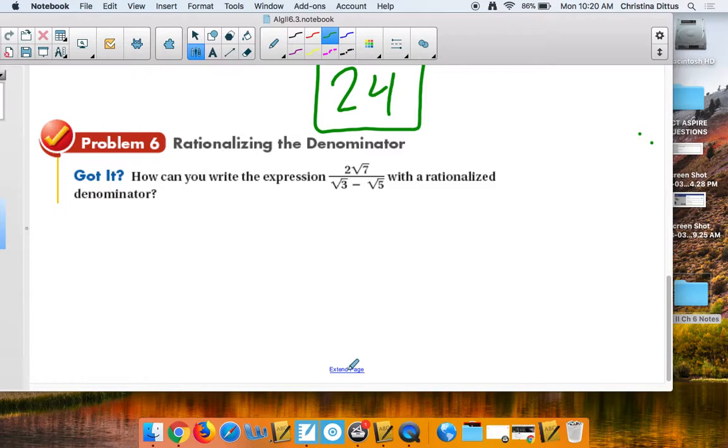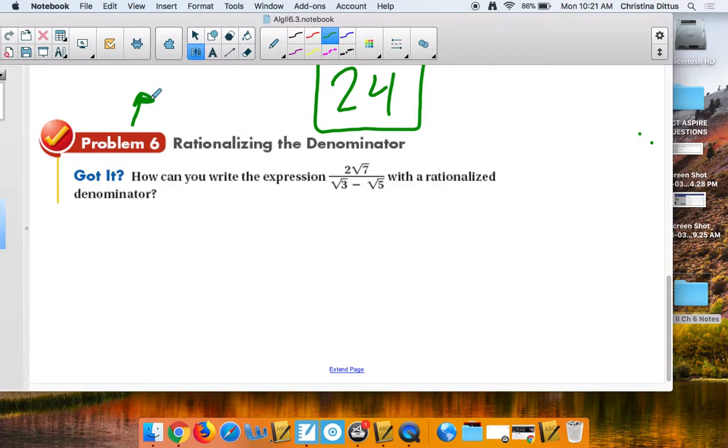Times them by what? What did we just do up there? By FOIL. Times them by FOIL. How do I know what to times it by? Itself. So square root of 3 minus square root of 5. Did you just do that? What do you mean square root of 3 plus? Ooh, yeah, my conjugate. My opposite one. Since I have a minus, I'm going to multiply by a plus.